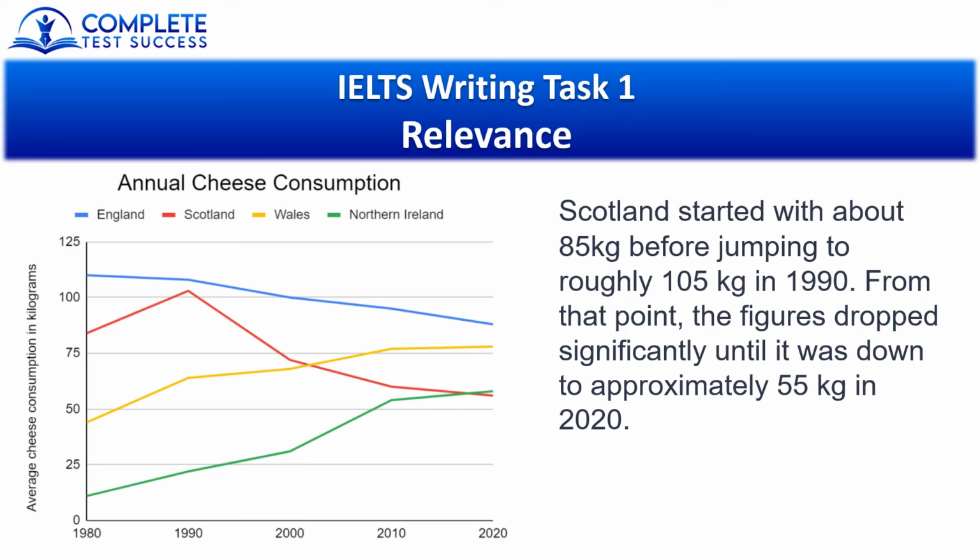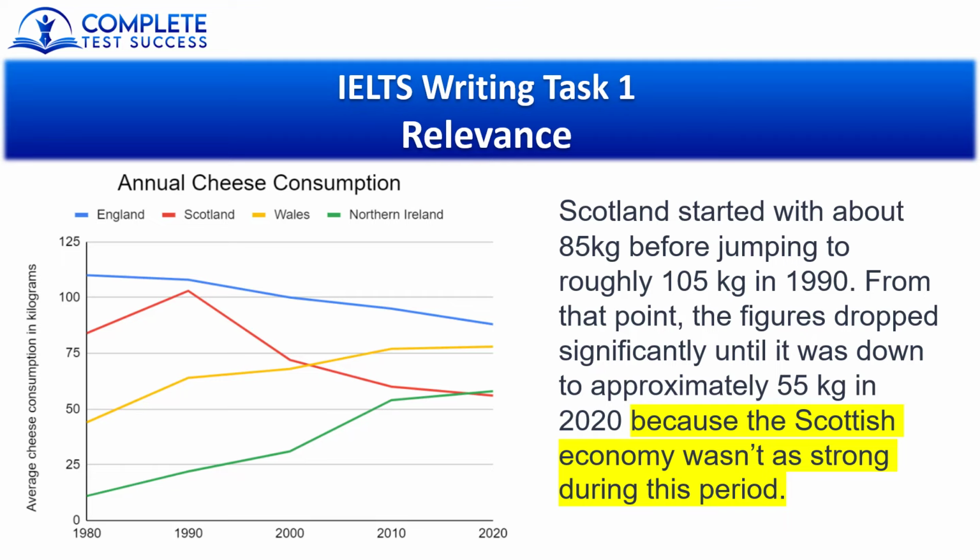So irrelevant information might also be something like this. Because the Scottish economy wasn't as strong during this period. Okay, so there's the second problem where I've tried to explain the data. So in the first one, I was giving my opinion about it, and now I'm trying to explain why I think that happened. Again, this is considered irrelevant information.